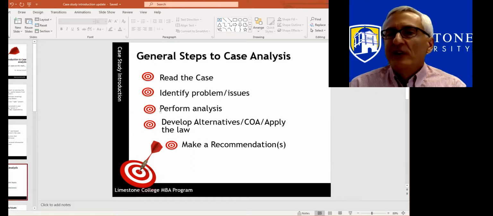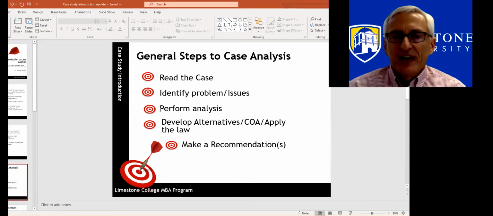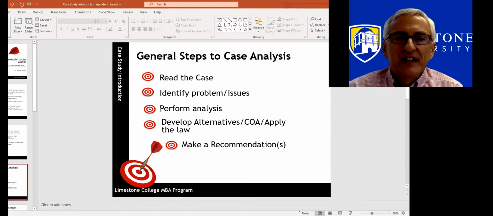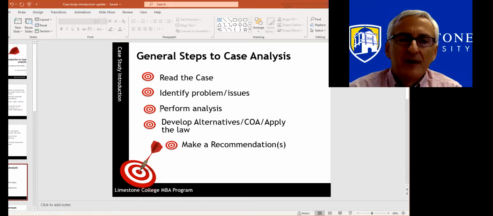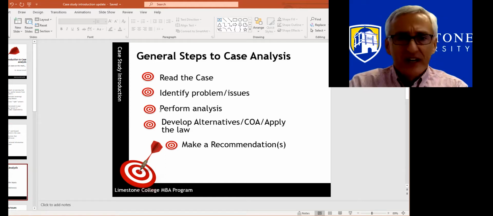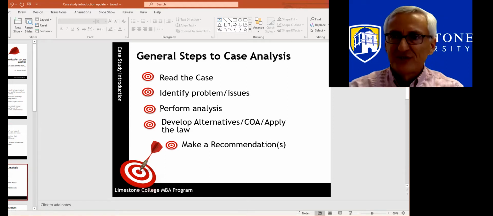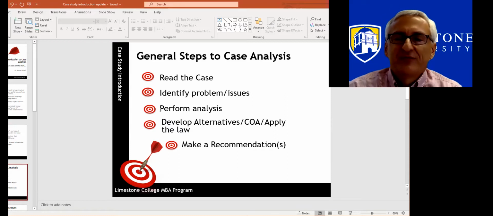So what do you need to do? Again, these apply to all cases. Obviously, the first one is read the case. The next one is identify the problem. We're going to go over each one of these in a little bit more detail. Then provide some form of analysis, develop alternatives or courses of action, and apply the law, and that's specific to law courses, or if the case happens to have to do with employment law or something like that.